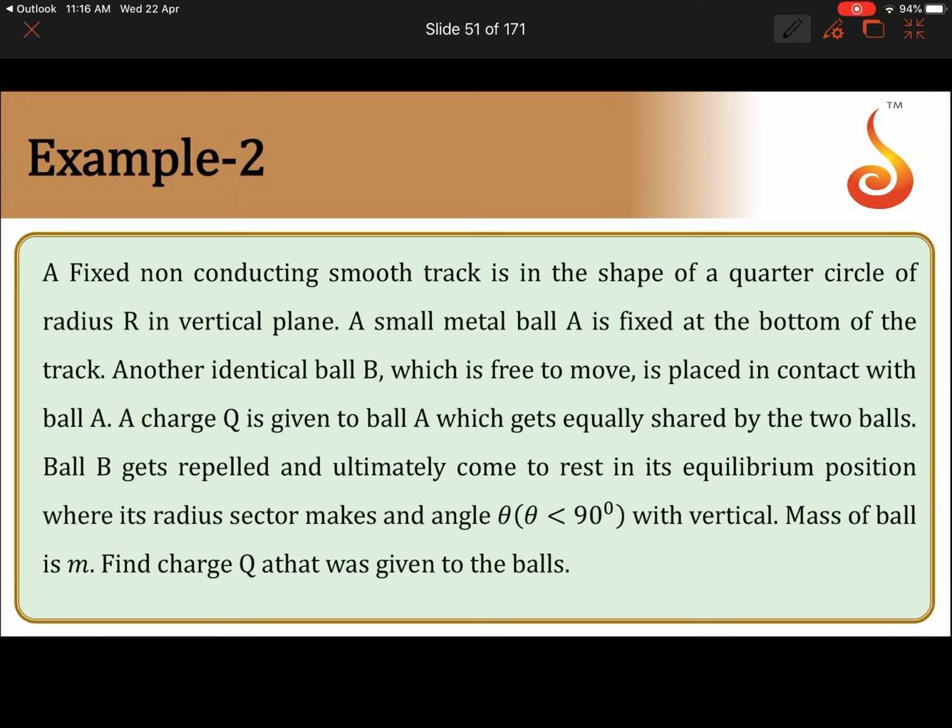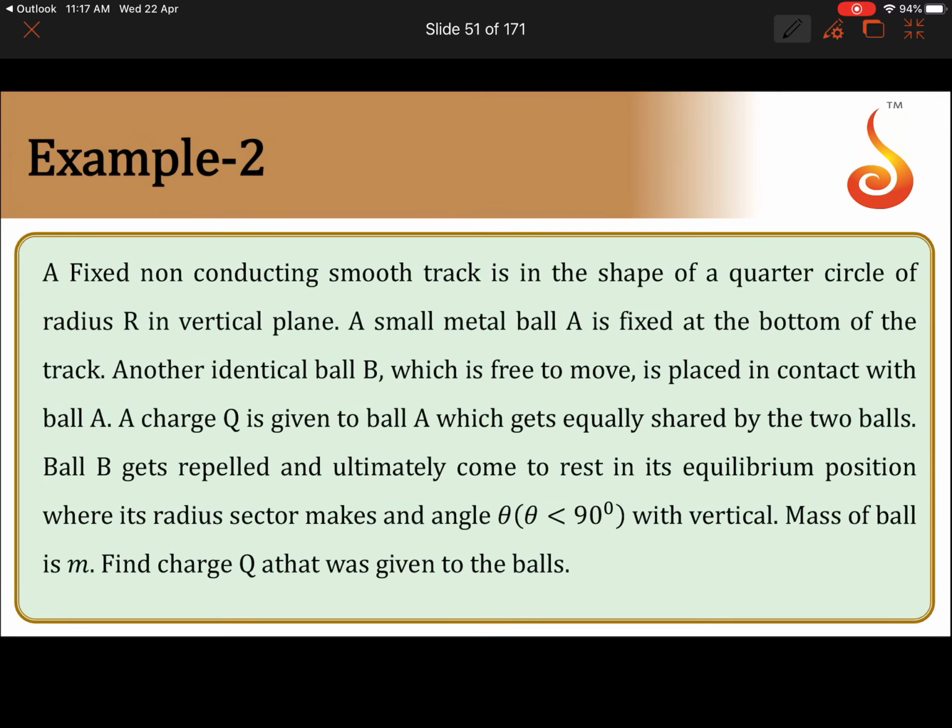Now come to the next question. A fixed non-conducting smooth track is in the shape of a quarter circle of radius r in vertical plane. A small metal ball A is fixed at the bottom of the track. Another identical ball B, which is free to move, is placed in contact with the ball A. A charge Q is given to the ball A, which gets equally shared by the two balls. So the two balls will have Q by 2 each.